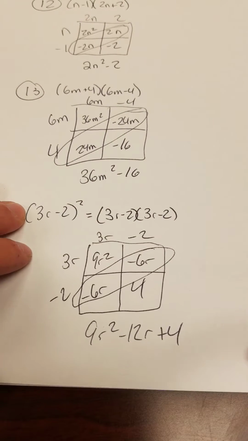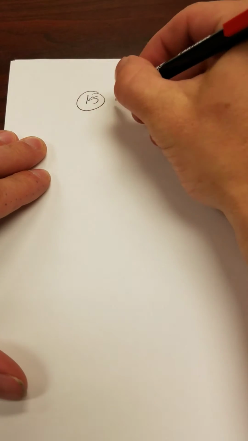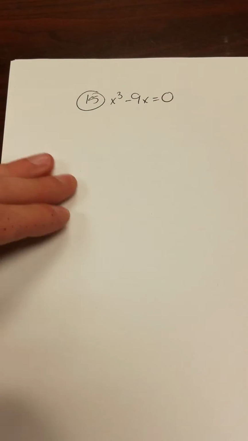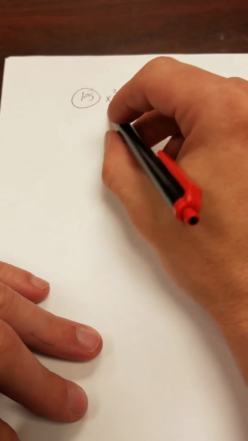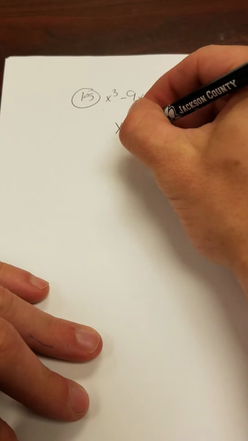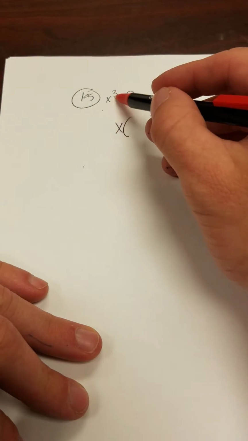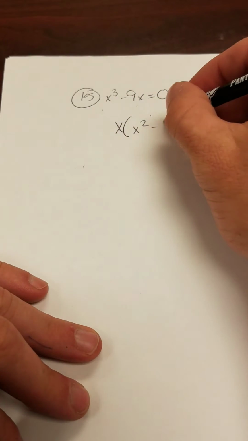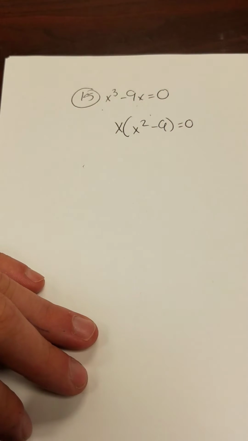Alright, let's go ahead and do number 13, or actually number 15, sorry, my mistake. 15, x cubed minus 9x equals 0. Factor out what they have in common. Both of these have an x in common. So we have x times, if I factor out an x, cubed divided by x means I need x squared, and then minus 9 equals 0.